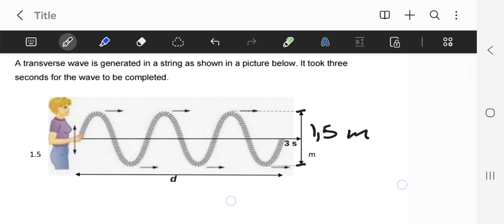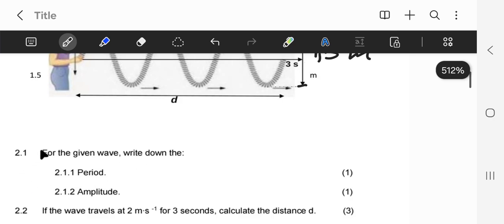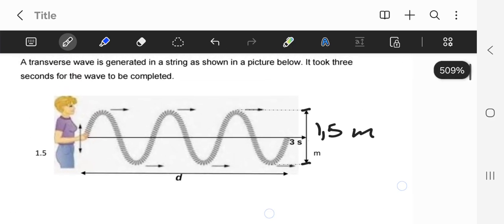Now let's go to our questions. The first one says, for the given wave, write down the period. When we write down the period, guys, we need to firstly understand the definition of period. The definition of period is the time taken for one complete wave, wave pulse or wave cycle.